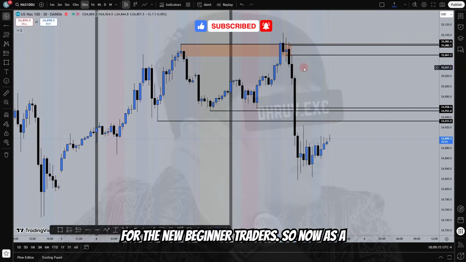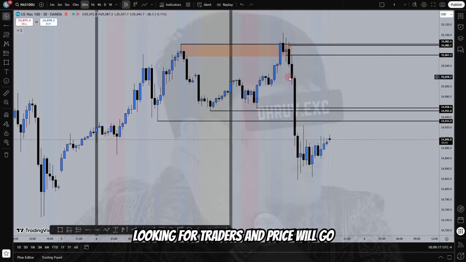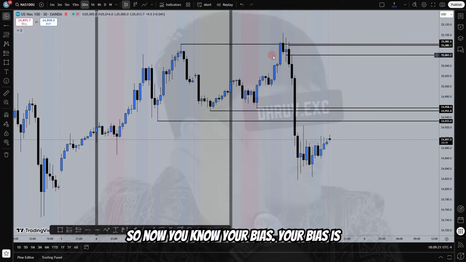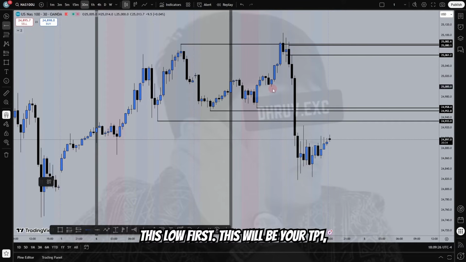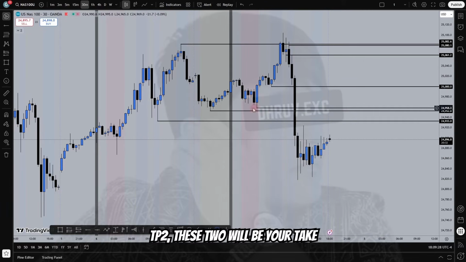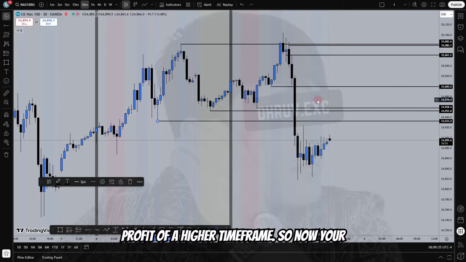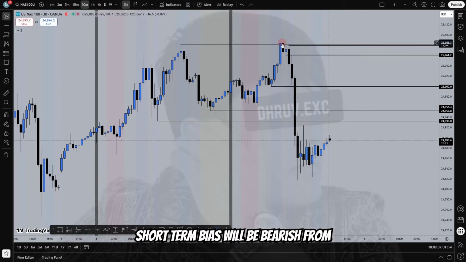So now as a smart money trader, you will start looking for trades, and price will go above this structural high over here. So now you know your bias. Your bias is bearish till the price goes and takes this low first. This will be your TP1, TP2, these two will be your take profits, and this is your final take profit of a higher time frame. So now your short-term bias will be bearish from here, okay?